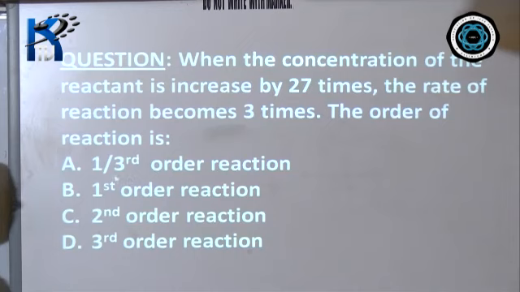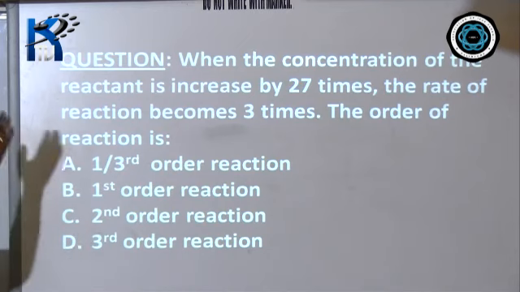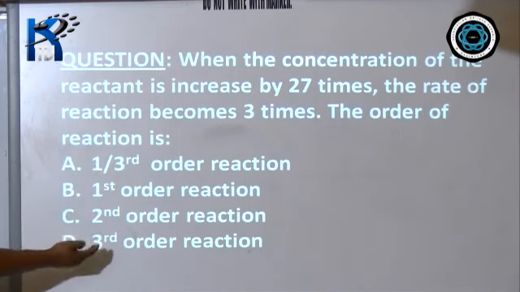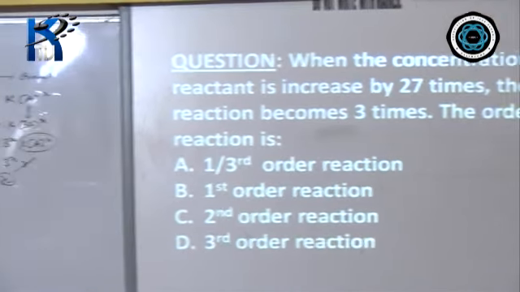The answer is 1/3, because earlier I said order can also be in fraction. Order can be 0, first, second, third, but order can also be in fraction. So the answer for this is fraction order, that is 1/3. If you do it directly, you may land up with the answer third order, but it is not third, it is 1/3. So rough work is better to get the exact answer.